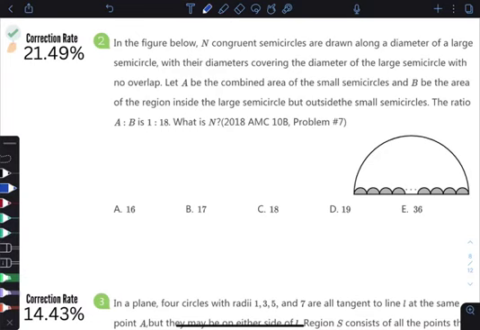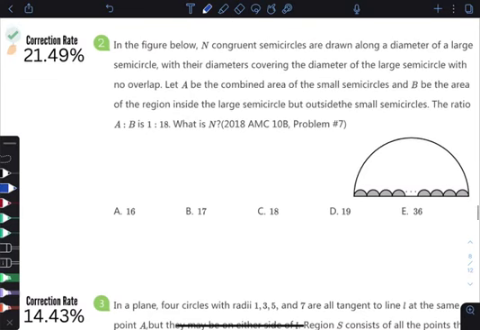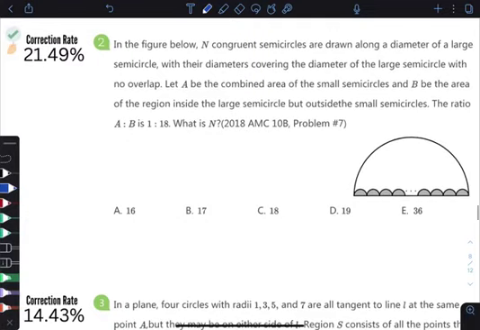Okay, so if we already know the ratio of A to B, that's equivalent to saying we can easily find out the ratio of the sum of all small semicircles to the large semicircle, right? Okay, now let me write it down. So the sum of the area of small semicircles would be the capital N times the area of the small semicircle. And as for the big semicircle, let me just put it here. The ratio is equal to 1 over 19, right?